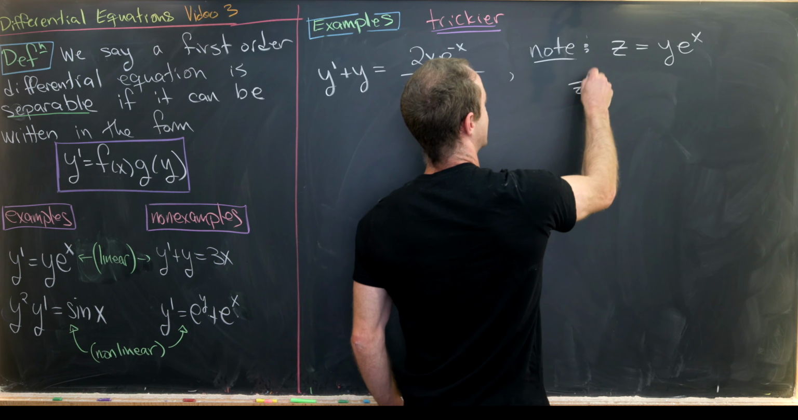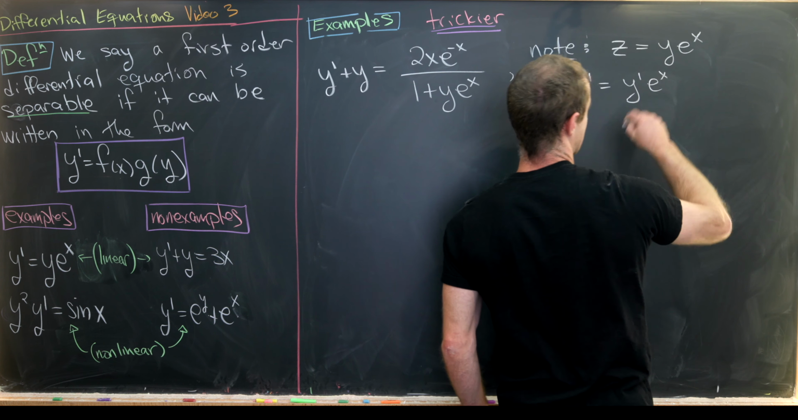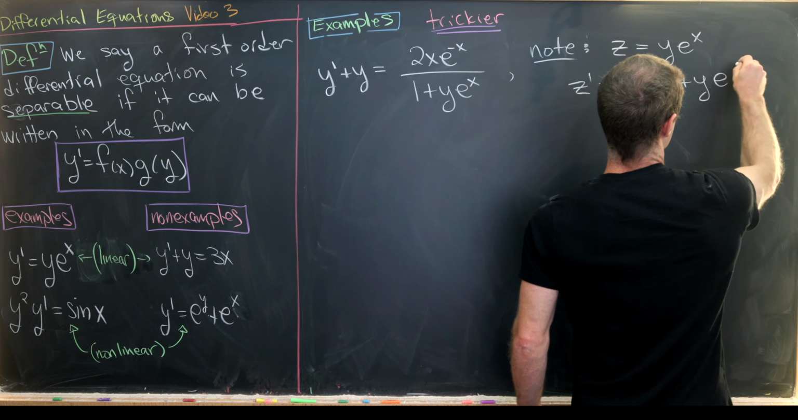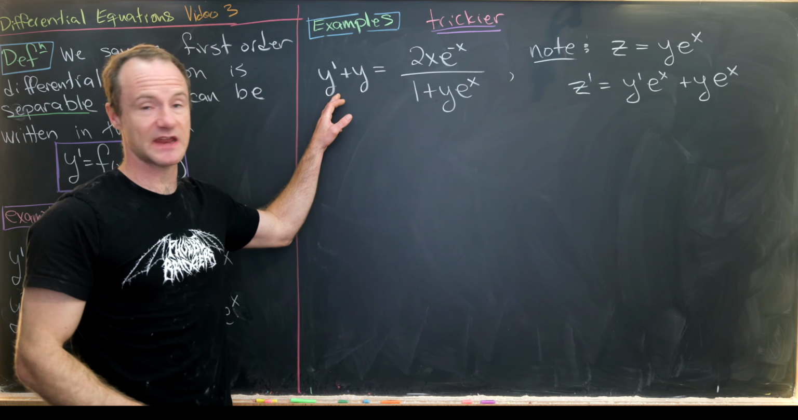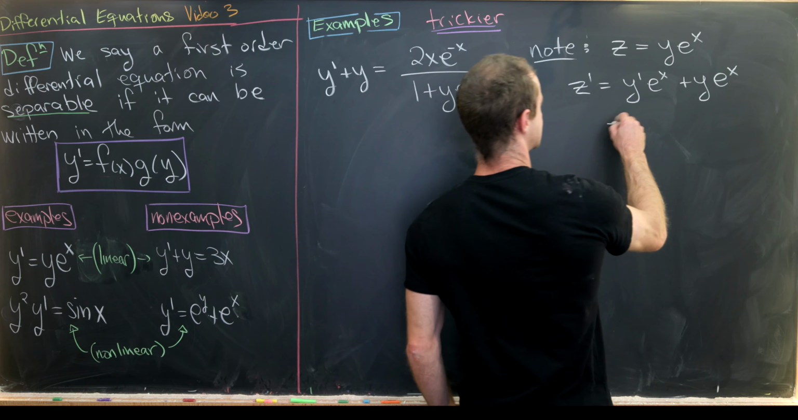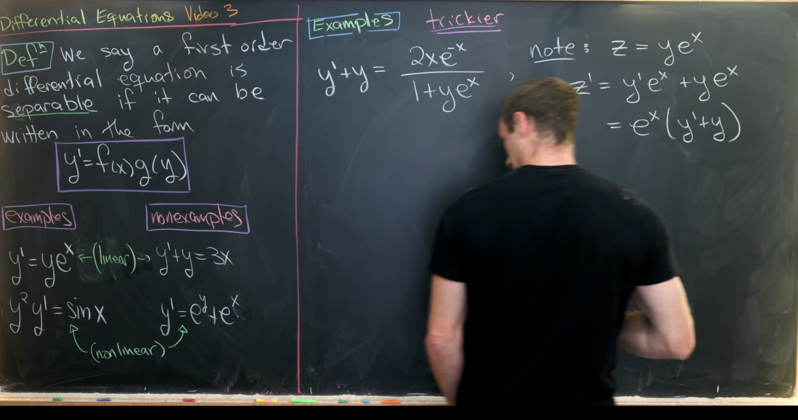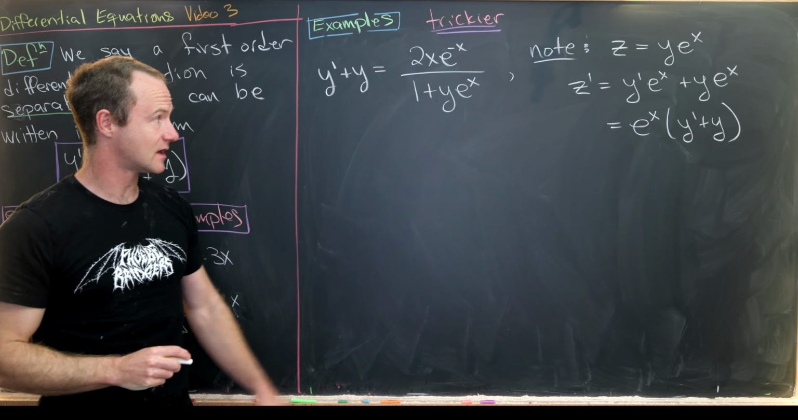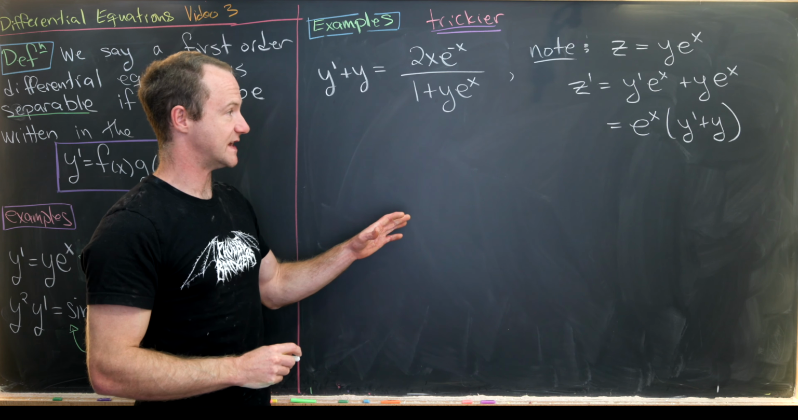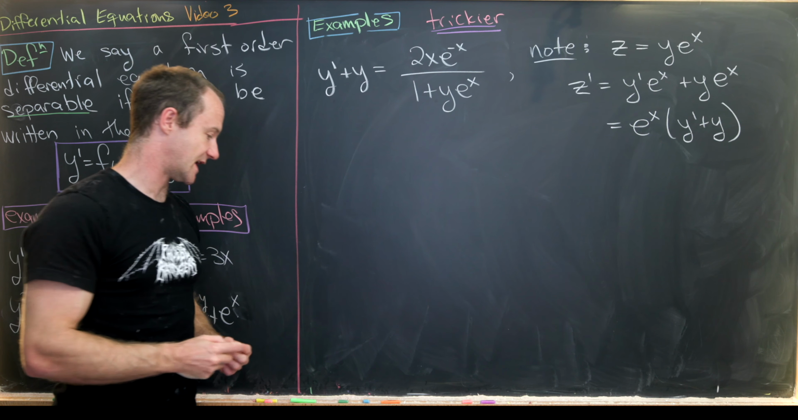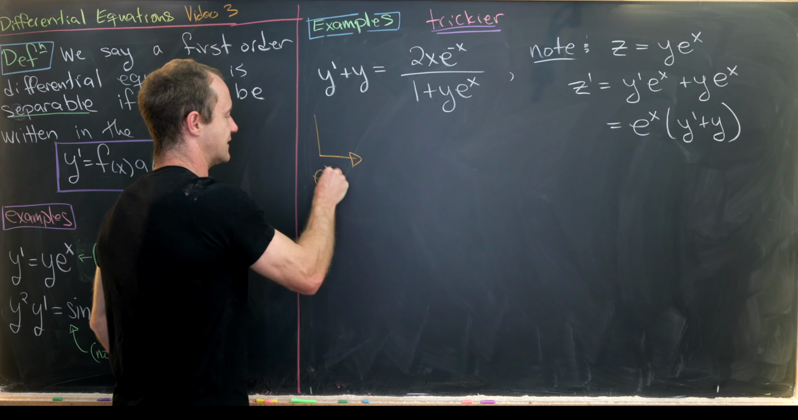And that indeed will be a nice trick, because if we set z equal to y times e to the x and calculate z prime, then we'll get y prime times e to the x plus y times e to the x. But notice that's exactly this left-hand side multiplied by e to the x. So in other words, this is e to the x and then y prime plus y. So seeing that, along with the fact that y and e to the x are coupled right here, motivates us to multiply both sides of this equation by e to the x.